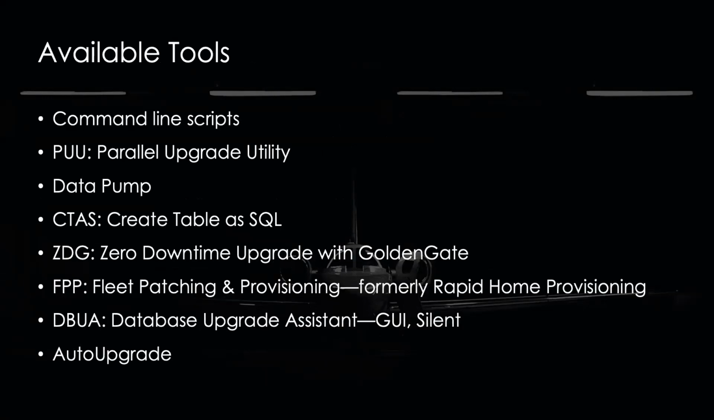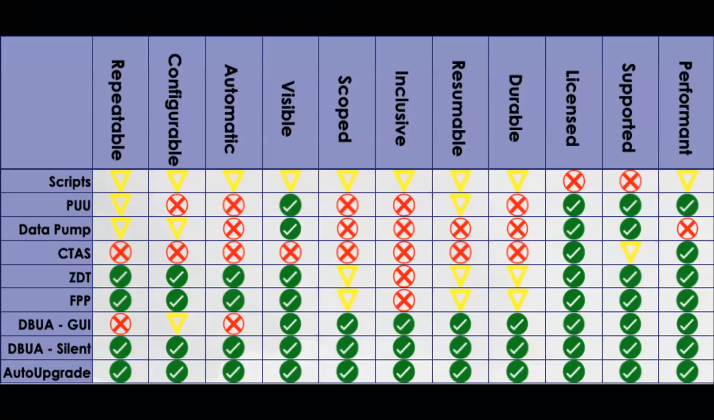So here are some of the tools that are available to you. And I'm going to skip down to the last two because really these are the two that I want to talk about here in terms of the tools that I use frequently or that I've used frequently over the last couple of years in doing a few dozen database upgrades. This is sort of my objective grading system for each of these. And we can argue about the good and the bad here, but really that DBUA, the Database Upgrade Assistant in silent mode, and AutoUpgrade are the ones that check all of the boxes.